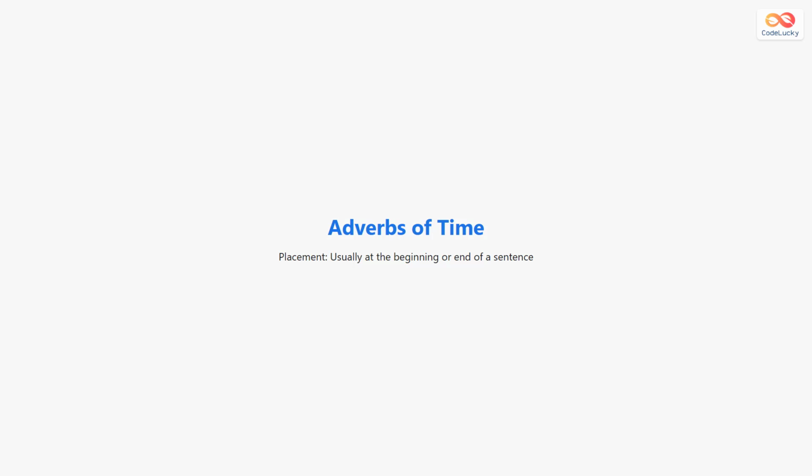Adverbs of time tell us when something happens. They show the time of an action or event, like now, soon, or yesterday. We use these adverbs to answer questions such as when, how long, or how often an action takes place.